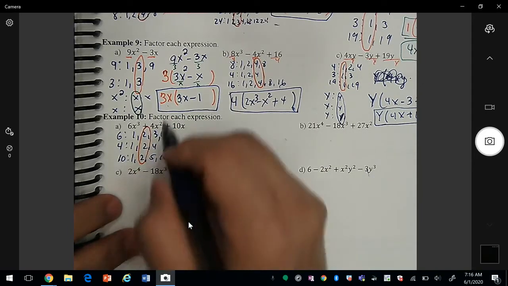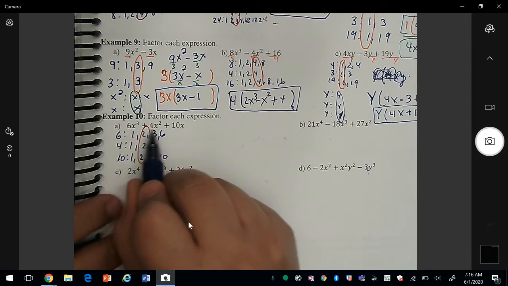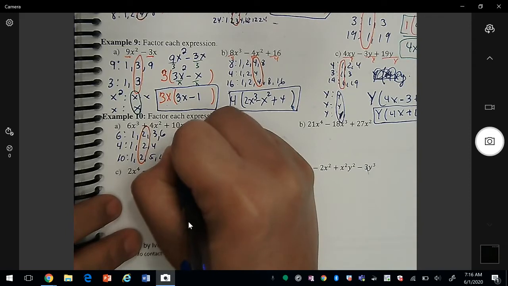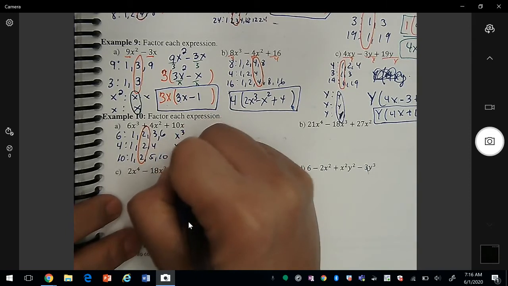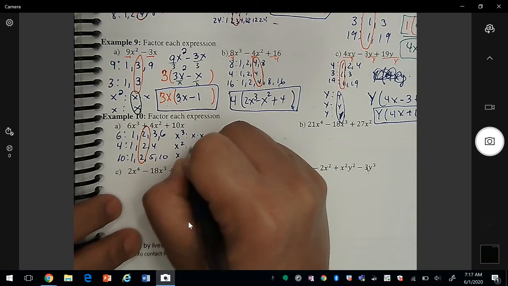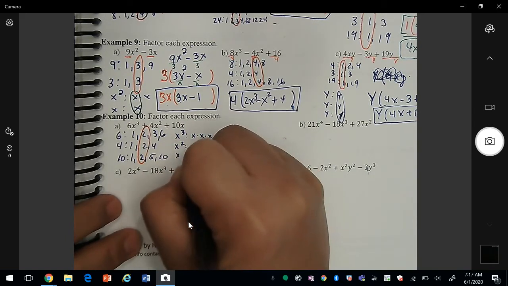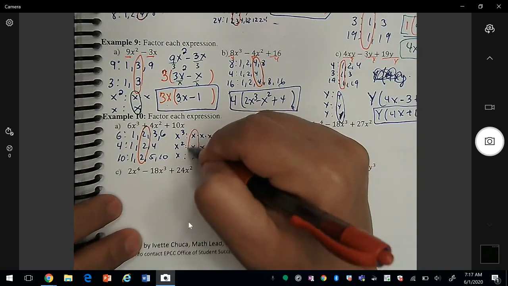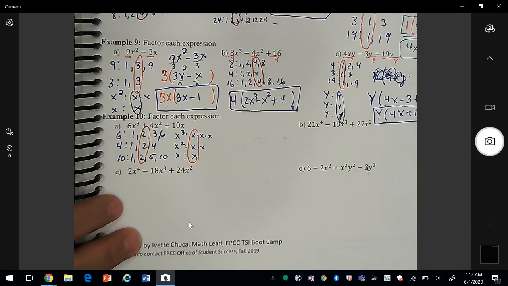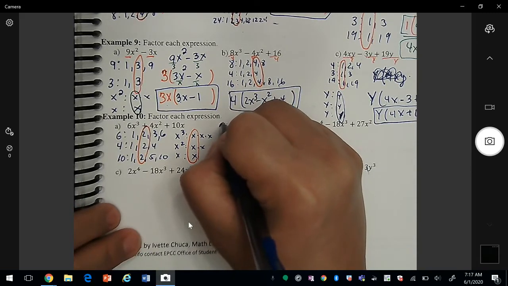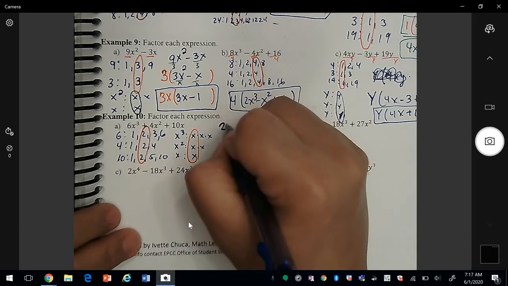And then let's look at the x's. We have an x cubed, x squared, and x, so they all have at least one x. So we write x cubed, x squared, and x. X cubed is x times x times x. X squared is x times x. And x is just x. So I can only factor one x out, since that's what's common to all three. So your greatest common factor would be the 2 and the x.